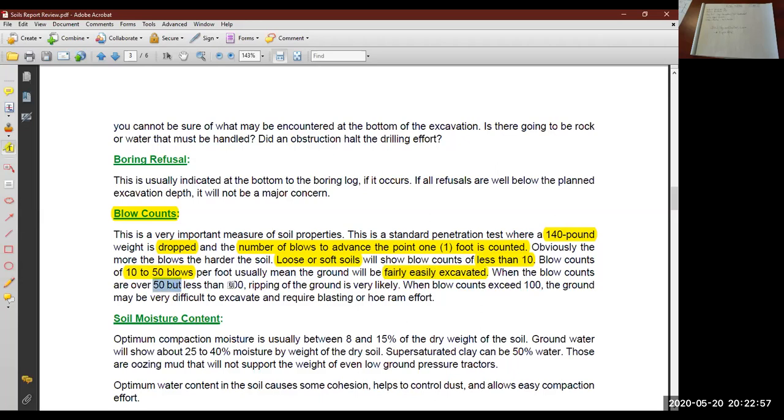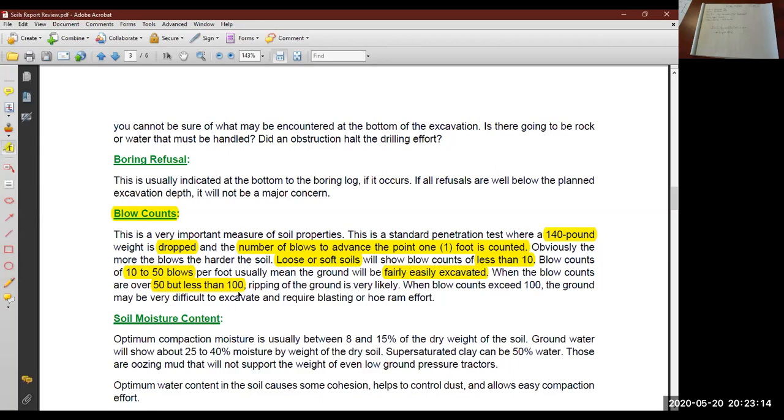Blow counts of over 50 but less than 100, so it's likely going to be difficult to excavate. You may need to rip the ground. The ripper is that big tooth that's on the back of a dozer.